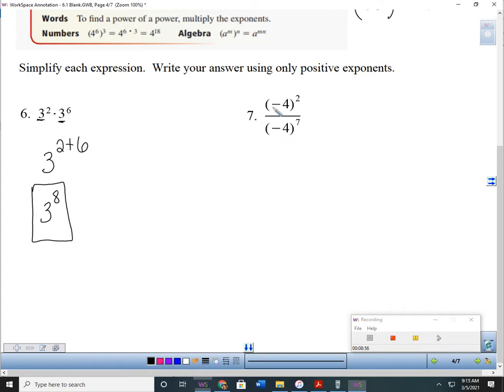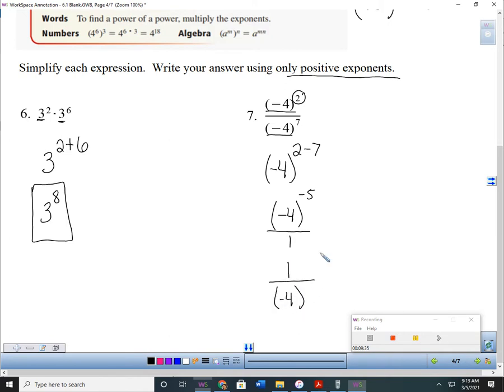All right, then if I look at number 7, I'm dividing, and I have a base of -4 and a base of -4, so I keep the -4, but I'm going to subtract, and you have to do top minus bottom, so 2 minus 7, so that would be -4 to the -5th. But we don't want to leave our answer like this because we only want positive exponents. So this is over 1, right? So I'm just going to flip it and then change the exponent to a positive 5.